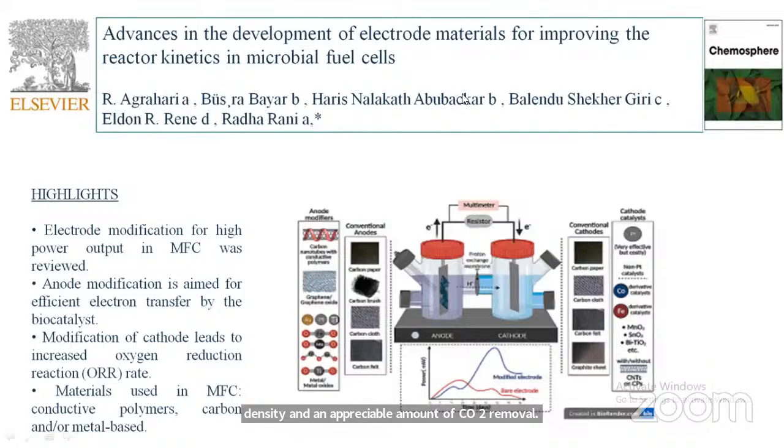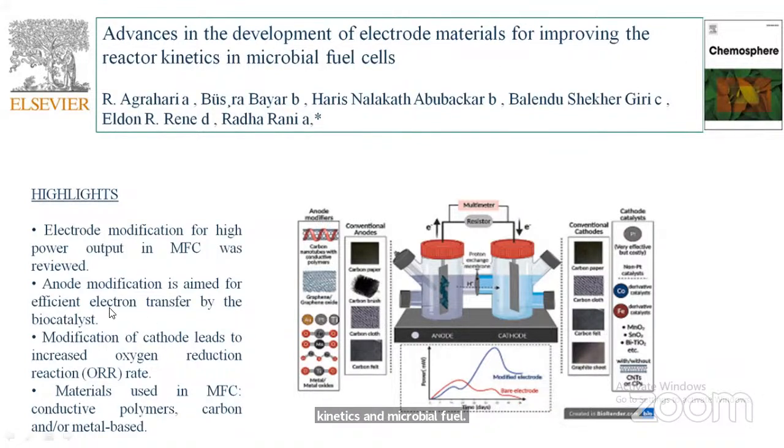Those who are interested in this topic and want to do research on improvement or development of electrode materials, in this review paper of our group, we have reviewed different nanomaterials and other kinds of materials which have been used as modifiers for electrodes for improving the reaction kinetics in microbial fuel cell. It is published in Chemosphere.